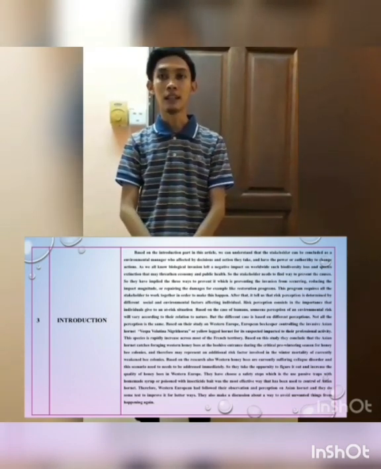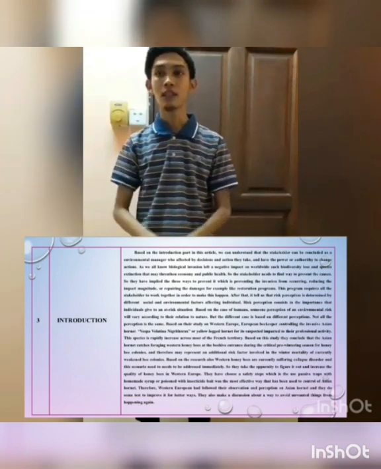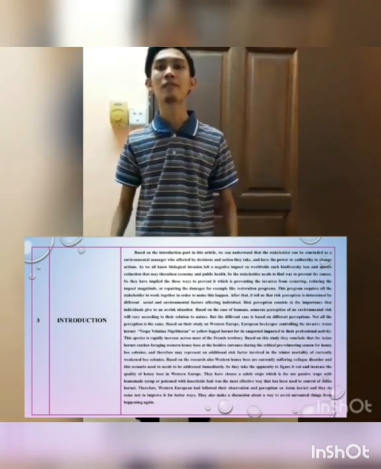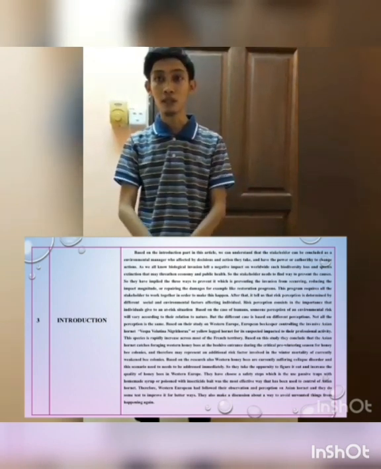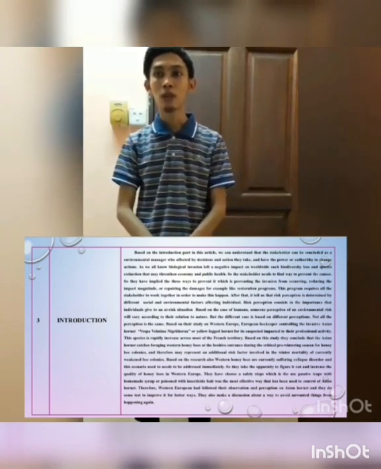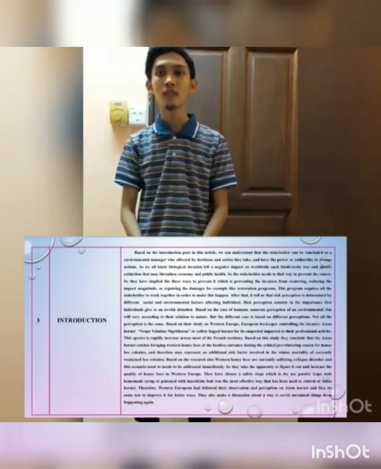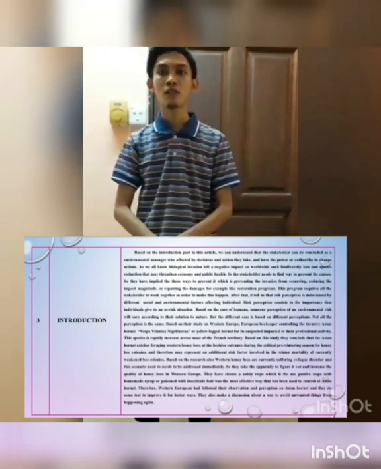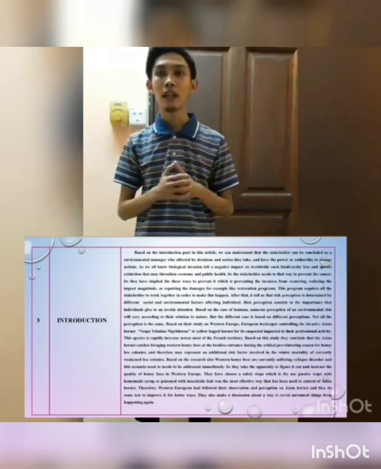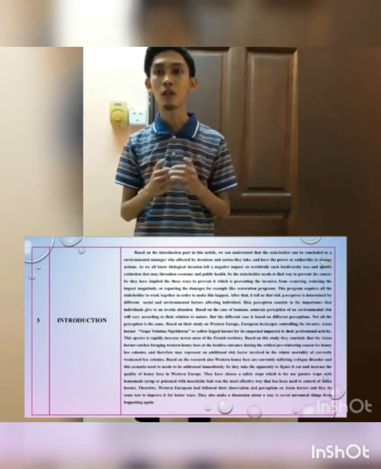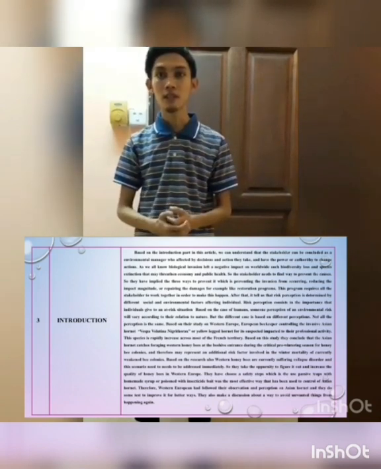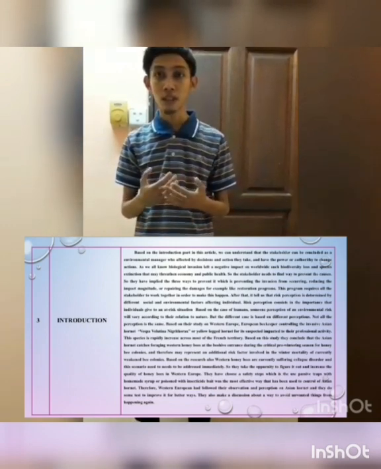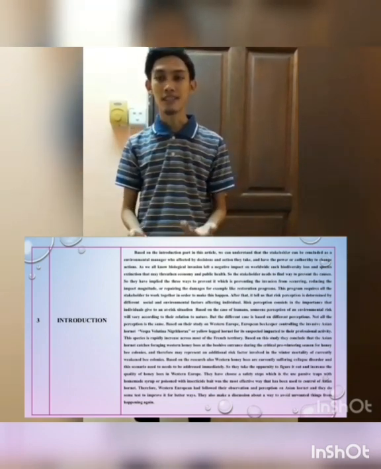After that, it tells us that risk perception is determined by different social and environmental factors affecting the individual. Risk perception consists of the importance that individuals give to an at-risk situation. In the case of humans, someone's perception of an environmental risk will vary according to their relation to nature. Not all perceptions are the same.